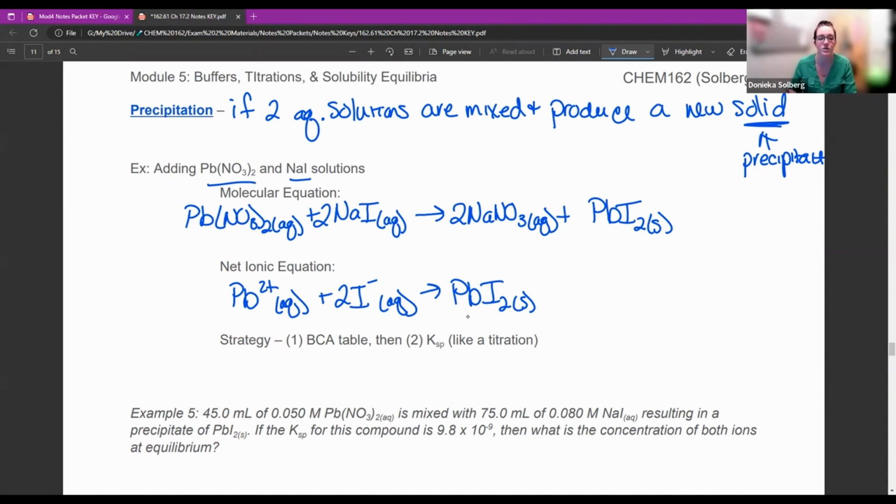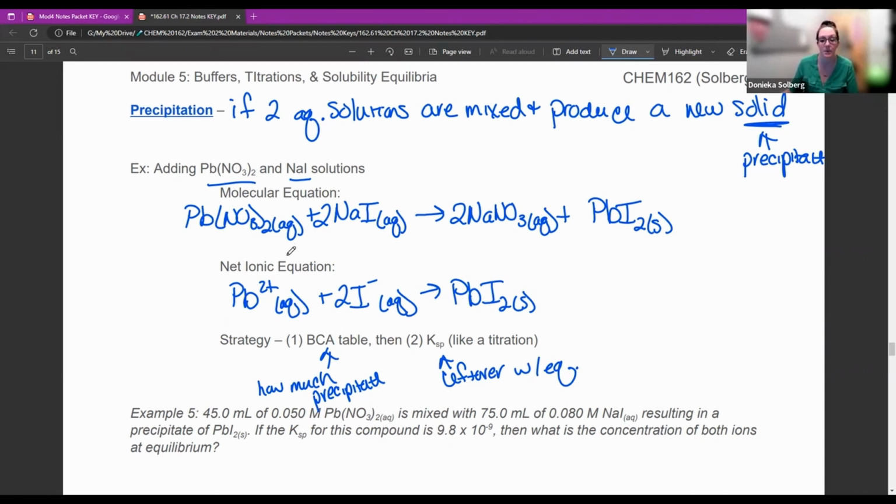The first one tells us how much solid we make. So how much precipitate. I did this equation, this lead and iodide made PbI2, right? And then the second part, we need essentially what's left over. And we're going to look at that equilibrium. Okay, so we're going to do example number 5 here together. I know this is a lot of numbers, so we really got to break it down.